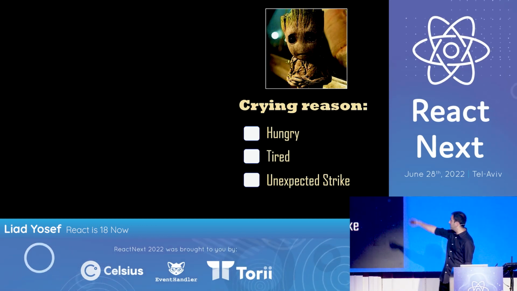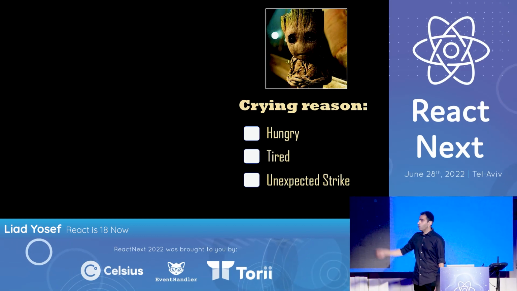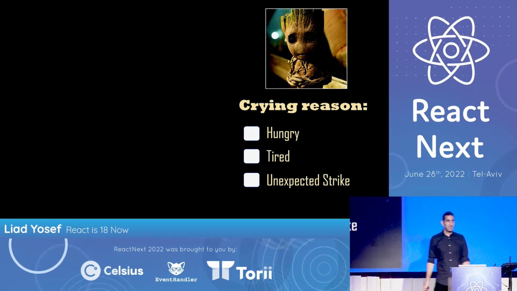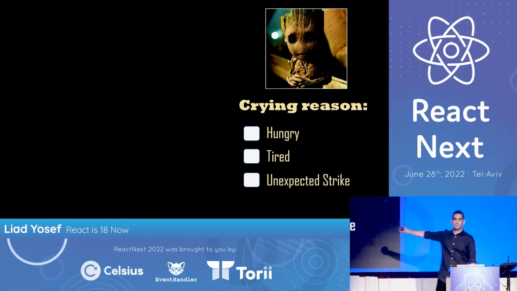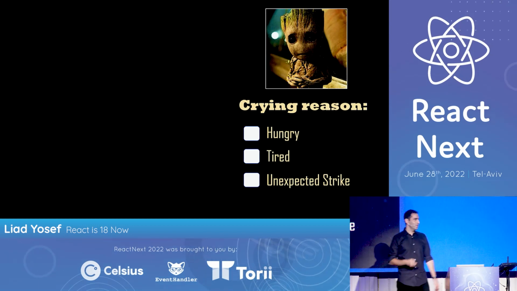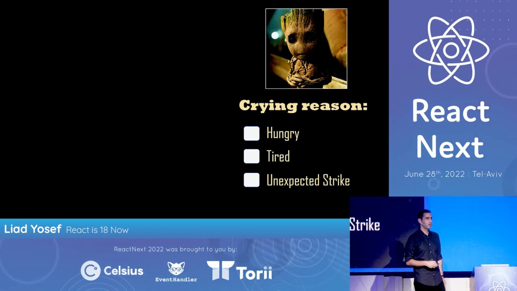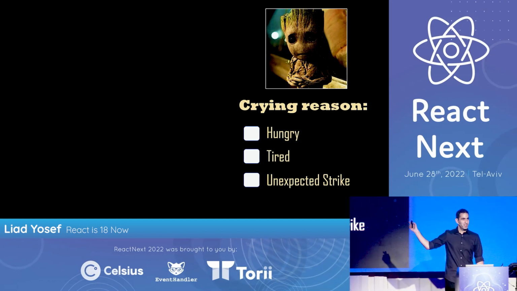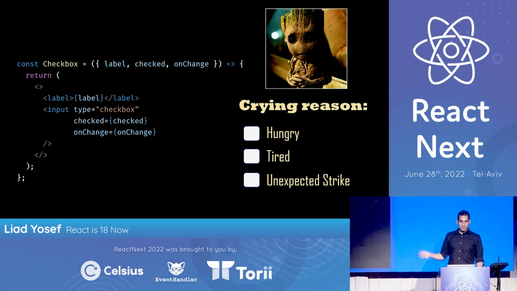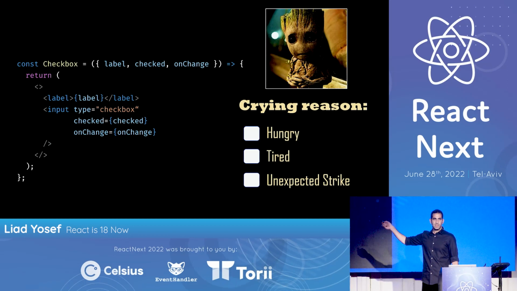Let's say you want to build some sort of this form, asking your baby why it is crying. And as you can see, the third one is the unexpected strike that happened today, which makes you think either I updated it this morning or I built the presentation yesterday, but no, I just updated this morning. So you want to do some sort of a checkbox component, right?